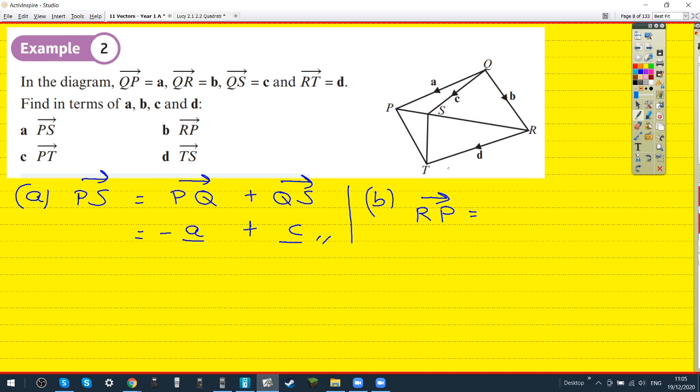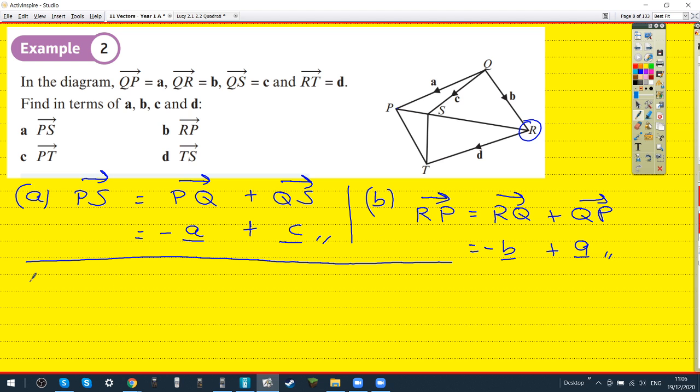How else can we get from R to P along known vector routes? From R to Q and then Q to P. Yeah, that'll work. What are those? Minus B and then A. Minus B plus A. Great, you're getting it.